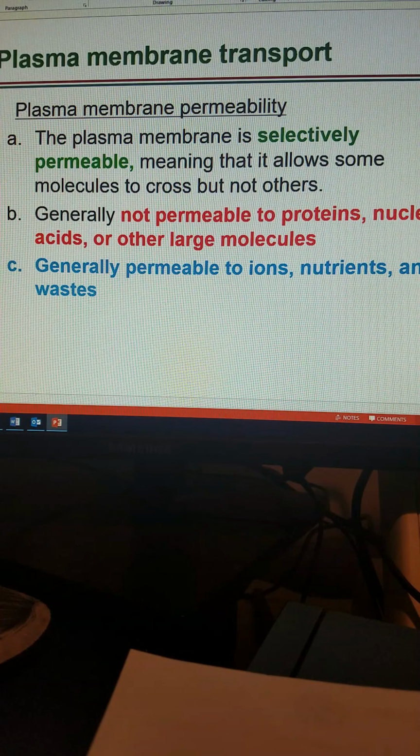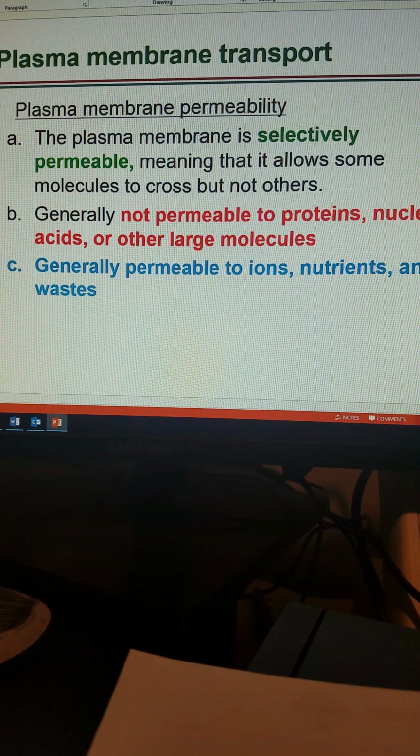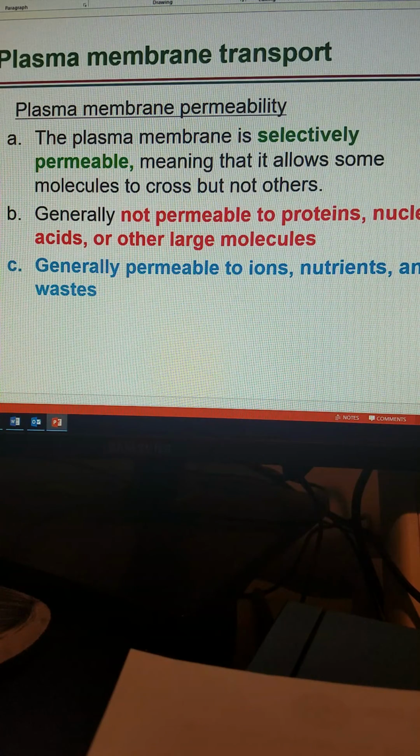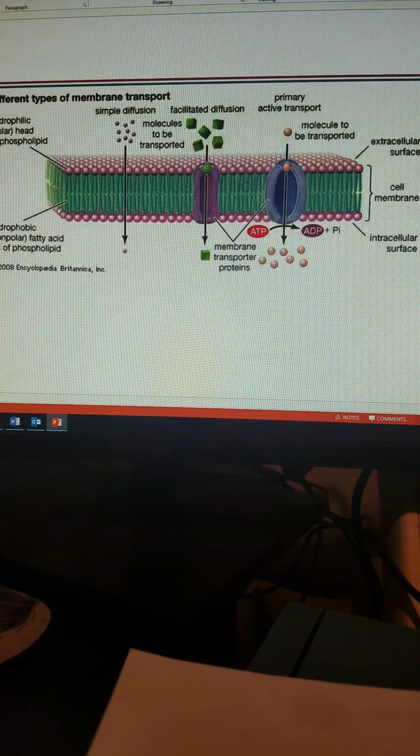Alright, so let's talk about the plasma membrane, the cell membrane, the cell wall. Remember, it has a lot of different names. So the plasma membrane, we say in green here on your test, it'll be selectively permeable. So that means it allows some molecules to cross, but not others. So it's generally not permeable to proteins, nucleic acids, or other large molecules. So if it's really, really large, it's going to be harder for substances to pass through. Generally permeable things are ions, nutrients, and waste, and so those things will easily pass through here.